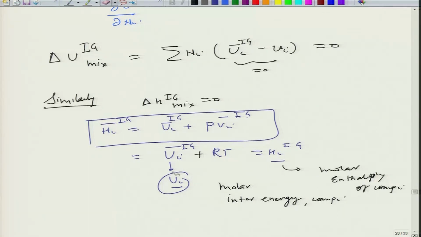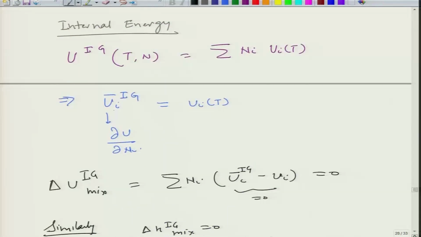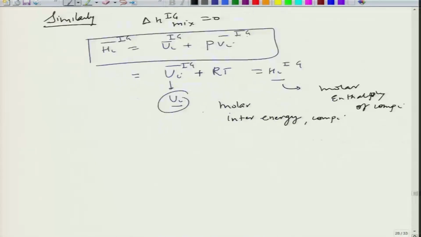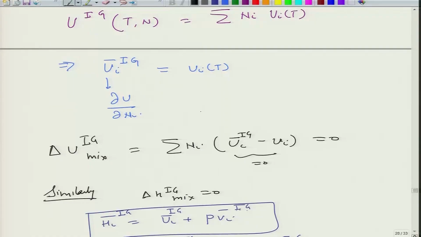So, this we have derived earlier, as we have shown, that Ui^IG is nothing but Ui. So, I could actually write this also in order to have a clear thing. This is equivalent. Usually for the pure component I write it like that, but for the case of mixtures it is better that we write it in this way.